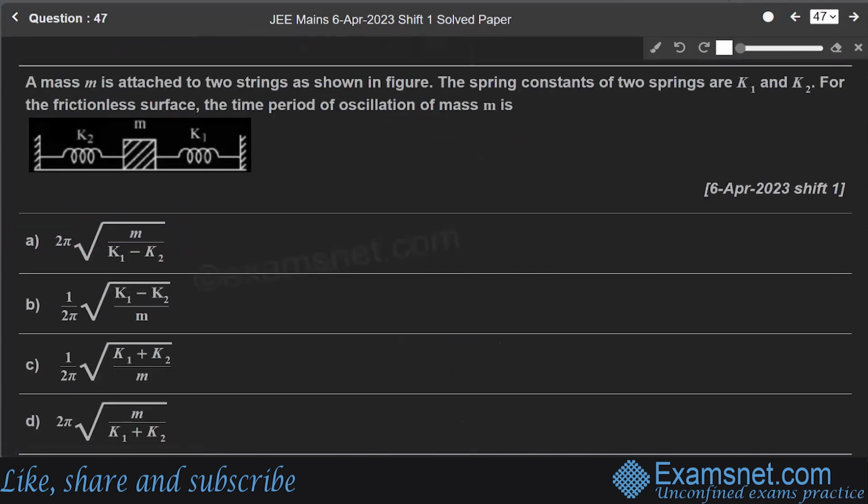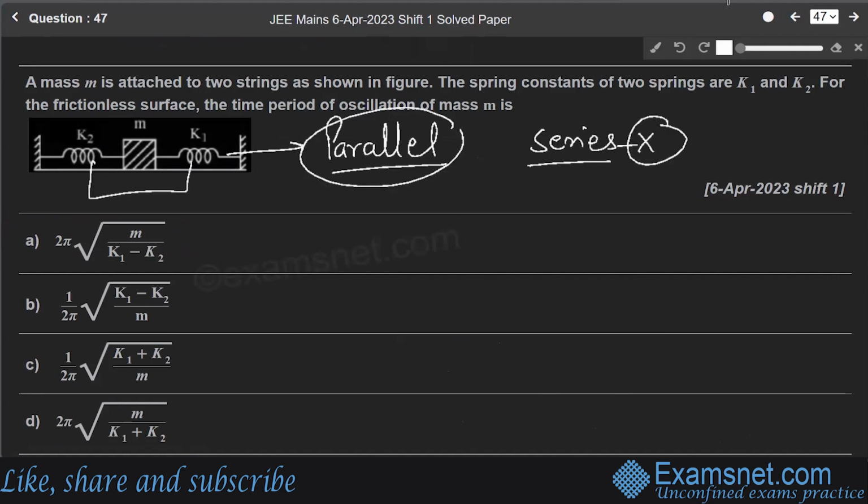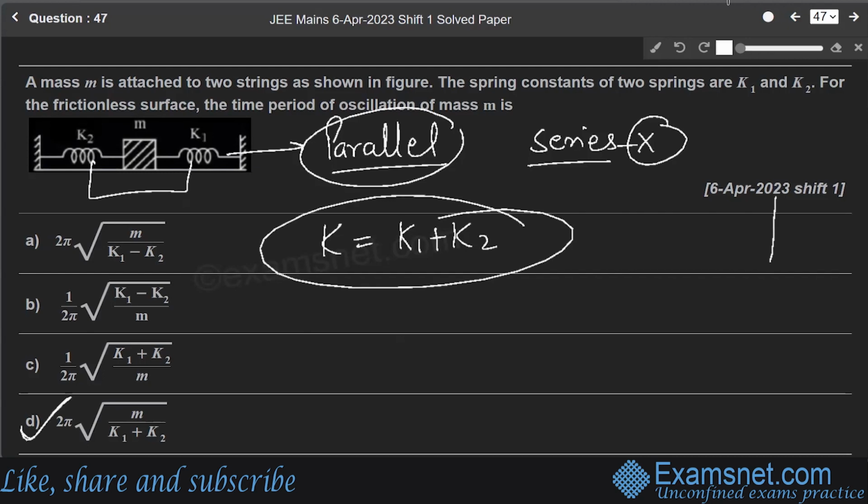Now, the next question is: a mass M is attached to two springs as shown in the figure. The spring constants of the two springs are K1 and K2. On the frictionless surface, find the time period of oscillation of mass M. From the figure, we can see that both these springs are in parallel. They are not in series. Students, always see the question carefully. These two are in parallel, so they will sum up to K1 plus K2. So the correct answer is D. Time period T equals 2 pi under root M upon K1 plus K2.